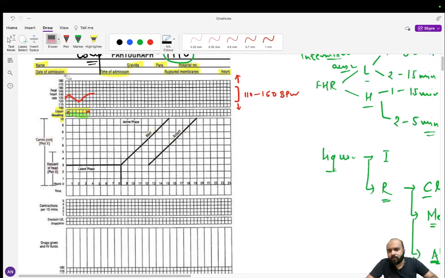So when I talk about cervical, you can see that they have mentioned that the cervix has to be plotted as an X and the descent of the head has to be plotted like O. O resembles a circle, that is the fetal head, and X for the cervix.